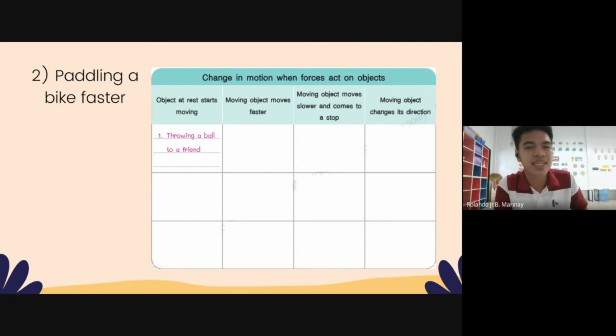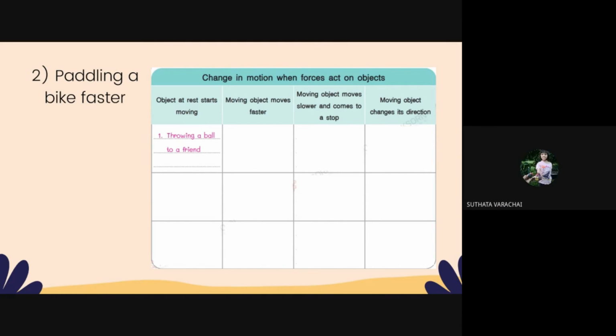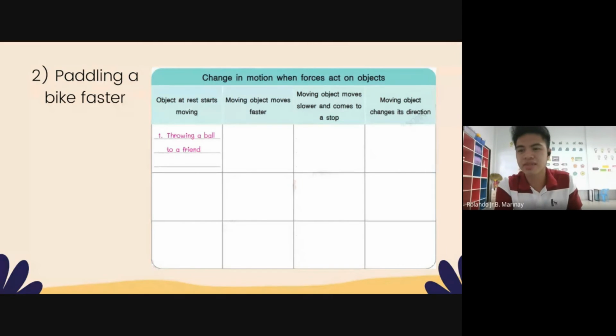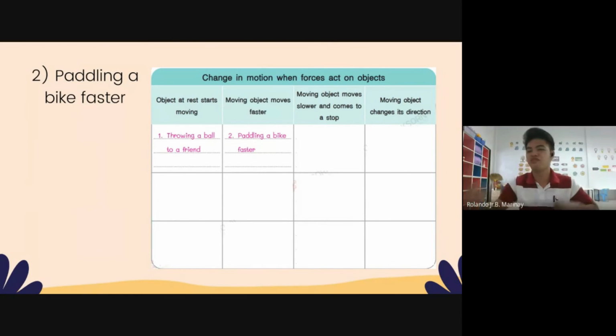So what is it? Is it A, object at rest starts moving? B, moving objects move faster? C, moving object moves slower and comes to a stop? Or D, moving object changes its direction? So what is your answer? B, very good. That's letter B, moving object moves faster, because when we paddle the bicycle, it's already moving, but then you started to move faster.